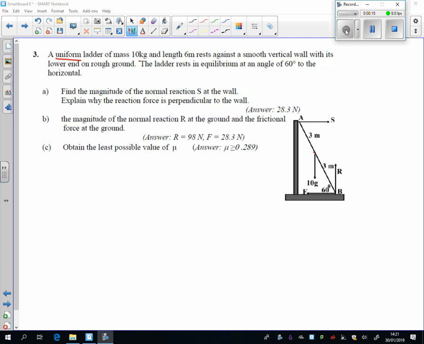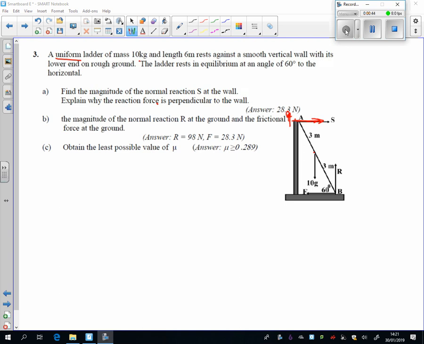We've got the smooth vertical wall, so the only force coming off it is directly away from it at 90 degrees to it. That explains why this is perpendicular to the wall: there's no friction here, so the only force must be perpendicular to the wall.